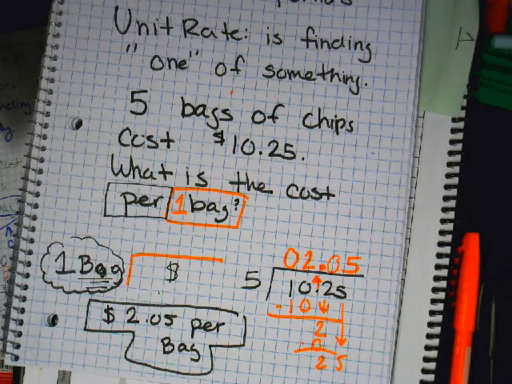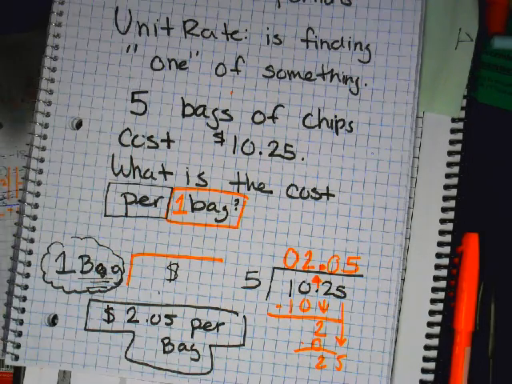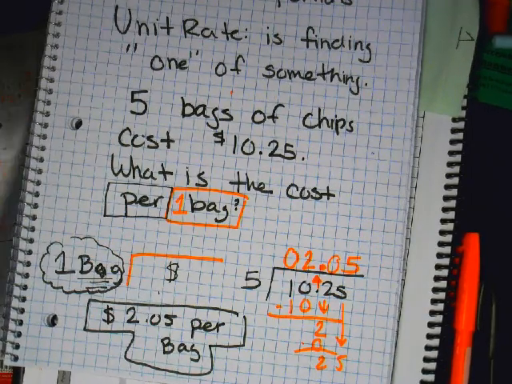So I bought 5 bags at Costco for $10.25. I did the math. Each bag costs $2.05 for one bag. Make sense? All right.